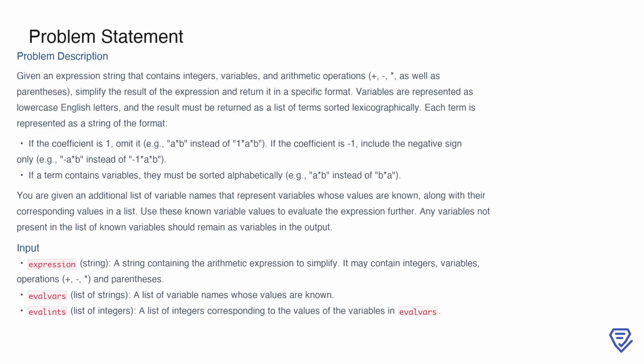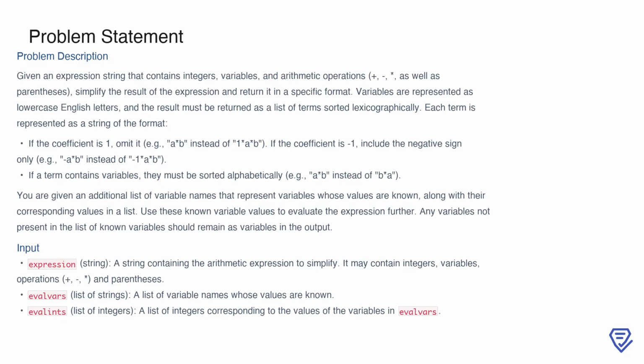arithmetic operations like addition, subtraction, multiplication, and parentheses. Variables are represented as lowercase English letters, and the result must be formatted as a list of terms. Each term follows a specific format. If the coefficient of a term is 1, we omit it, so a*b would be used instead of 1*a*b. However, if the coefficient is -1, we include just the negative sign, like -a*b instead of -1*a*b. Additionally, the variables in each term must appear in alphabetical order, so a*b is expected instead of b*a.